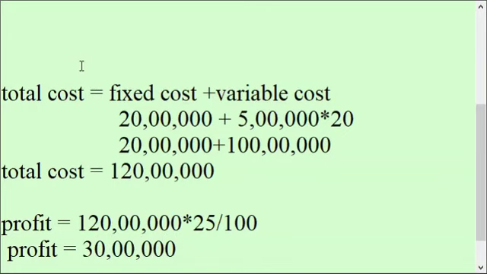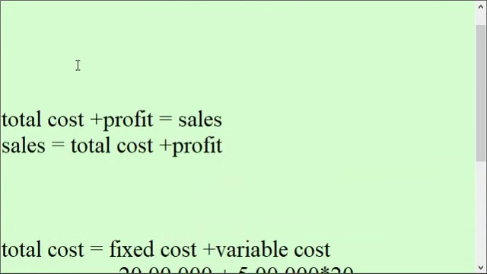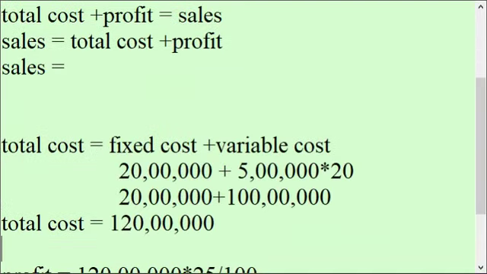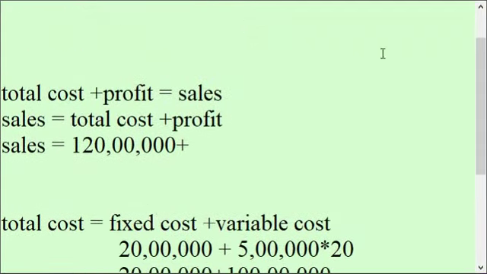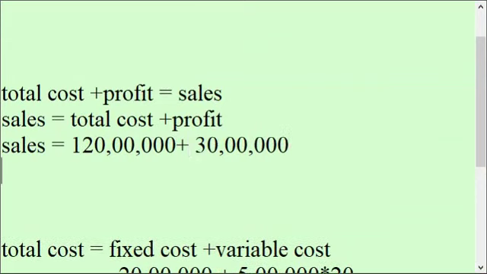Okay. So next we find out what the sales is now. Sales is equal to total cost, which we calculated as 120 lakh, plus profit, which we calculated as 30 lakh. So sales is equal to 150 lakh. 120 plus 30 lakh comes to 150 lakh.